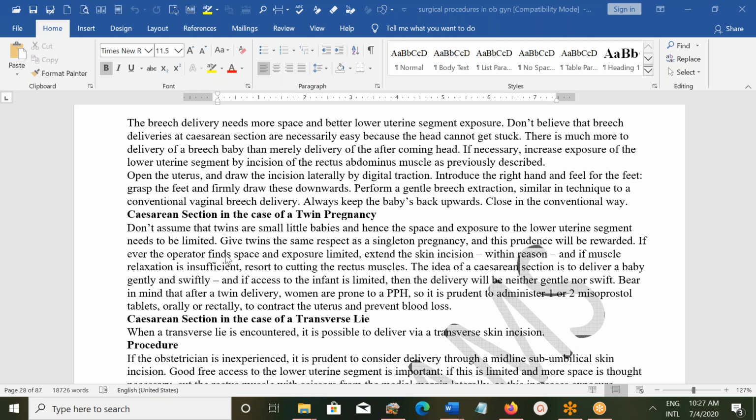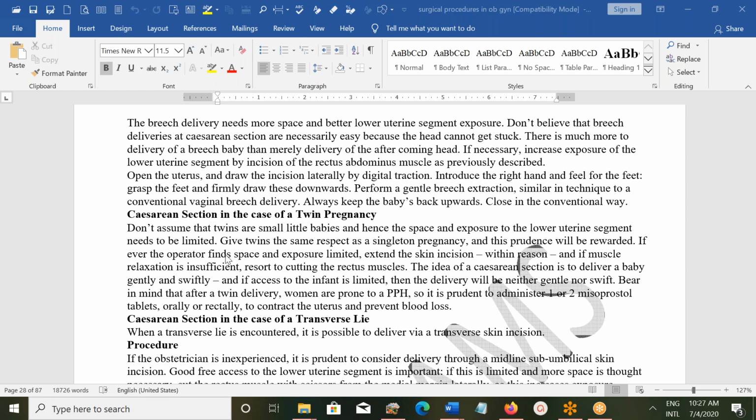So open the uterus, draw the incision laterally by digital traction, introduce the right hand and feel for the feet of the baby. Press the feet and firmly draw these downwards. Perform a gentle breech extraction, similar in technique to a conventional vaginal breech delivery, and always keep the baby's back upwards. Close in the conventional way, and you're going to be fine.